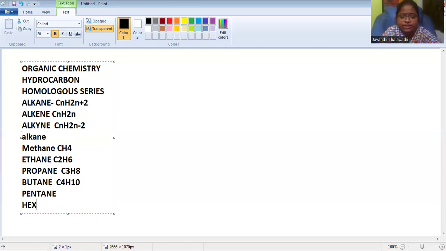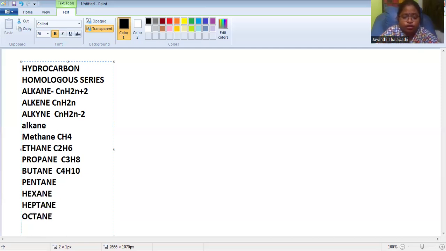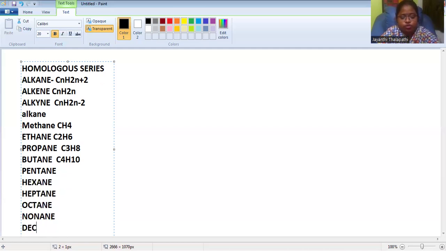And what is next? 6 means hexane. Hexagon, we have learned. So hexane. Then heptane for 7 carbon atoms. For 8, it is octane, right? Nonane, decane. So like that it goes. So the first 10 is enough. Like that you can find the formulas for these compounds.